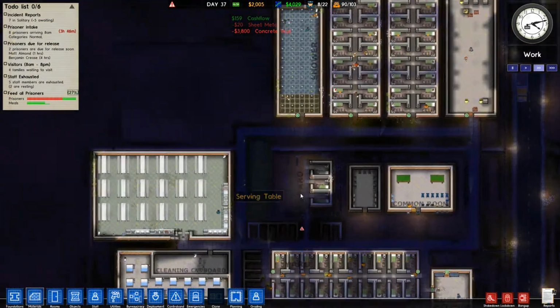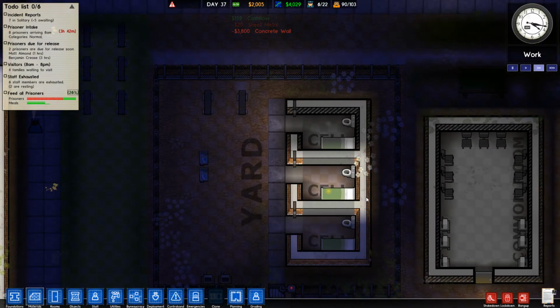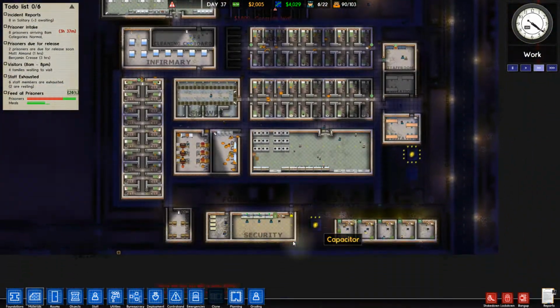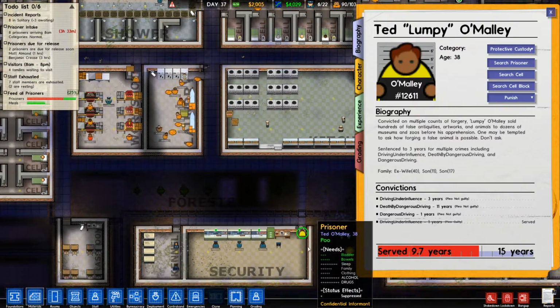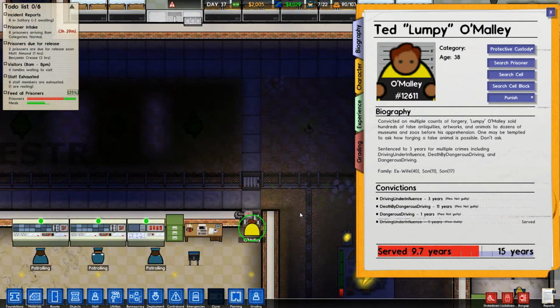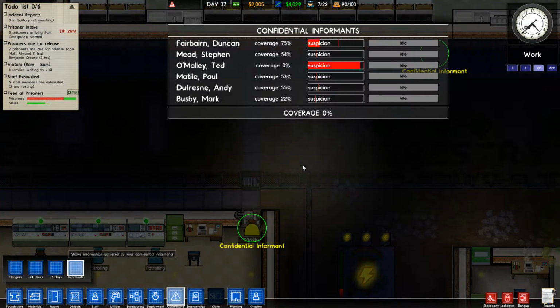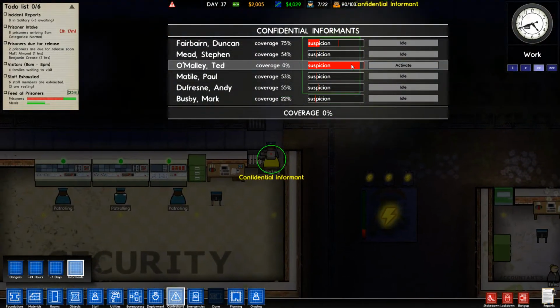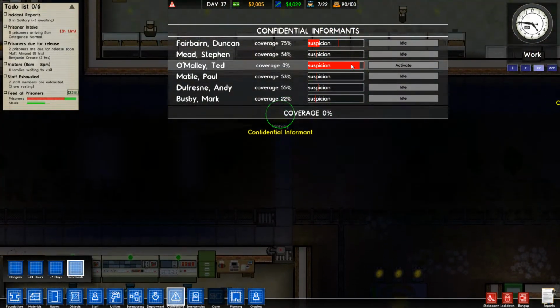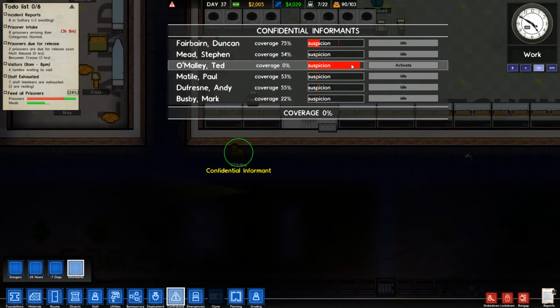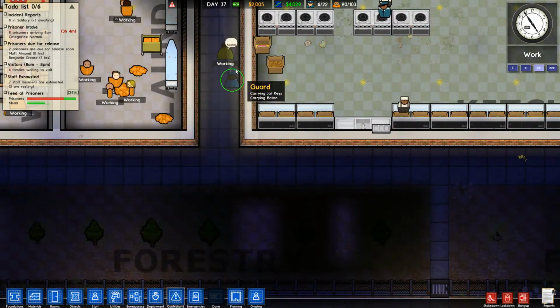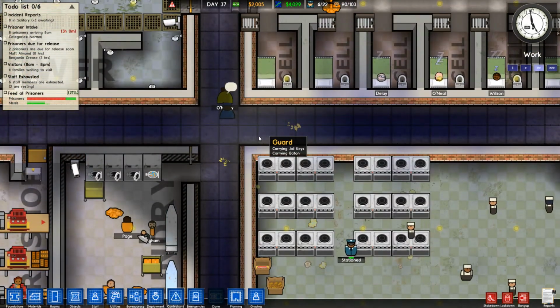Now just to make sure, is my prisoner actually in protective custody? Where is that guy? He's here. Okay. Contraband, informants. Suspicion is extreme. He has absolutely no information about the prison anymore. We're going to have to escort that guy to his cell.